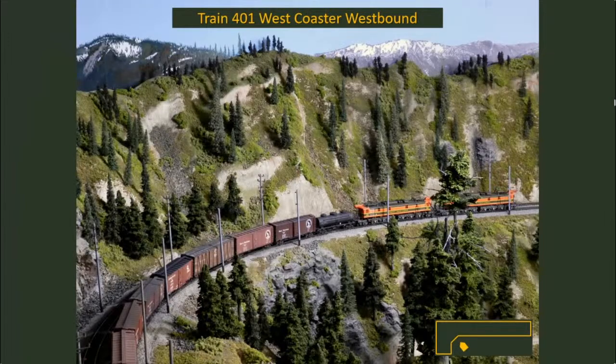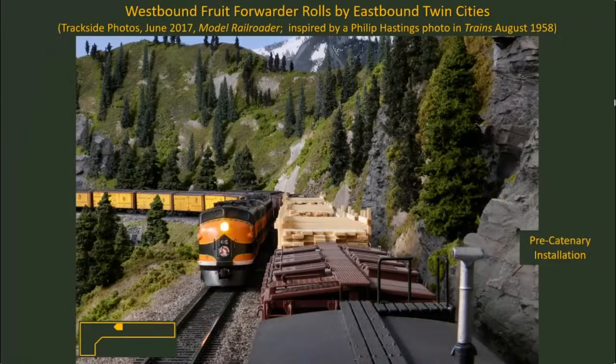Here's its companion, the West Coaster, headed westbound, looking from above in that same location. So westbound fruit forwarder going by an eastbound Twin Cities train. And this particular photo was inspired by a Philip Hastings photo in Trains from 1958 that he took riding in cabooses on the SP over Donner Pass in California. And so I tried to replicate this photo on my layout.